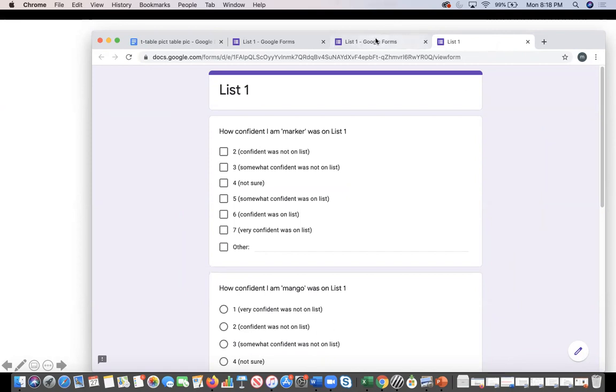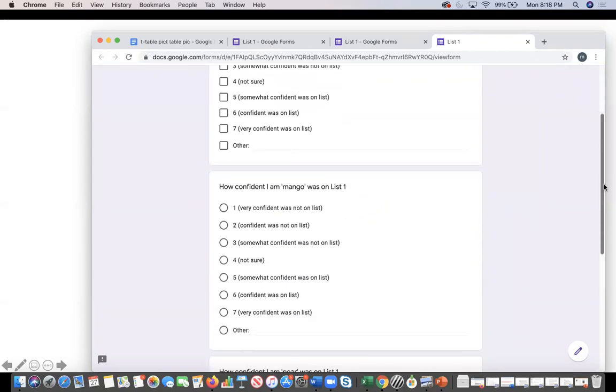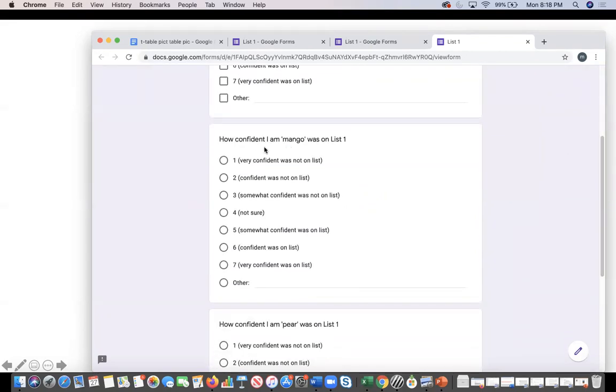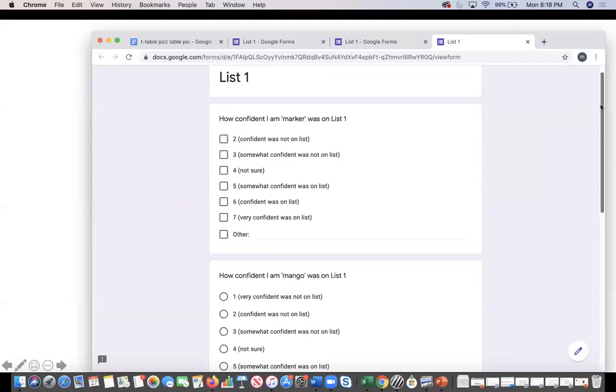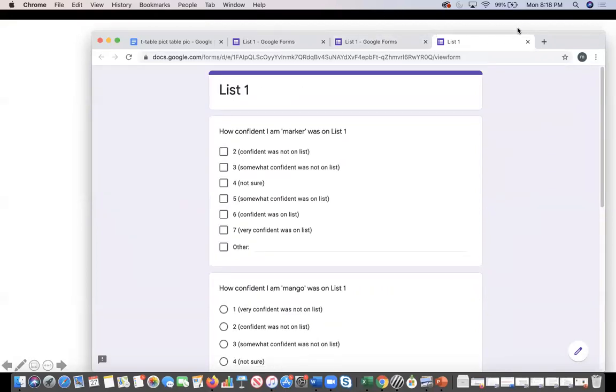I'll go ahead and check out. So go ahead and answer these. That's the first question. How confident am I that the word marker was on that list that we just watched? And then the second question, how confident are you that the word mango appeared on that list on a scale of 1 to 7? 7 means very confident it was on the list. 1 means it definitely was not. And then the final one, how confident I am that the word pear was on the list on a scale of 1 to 7. Go ahead and input your responses and press submit. And then we will be able to look at the data here together in a second.